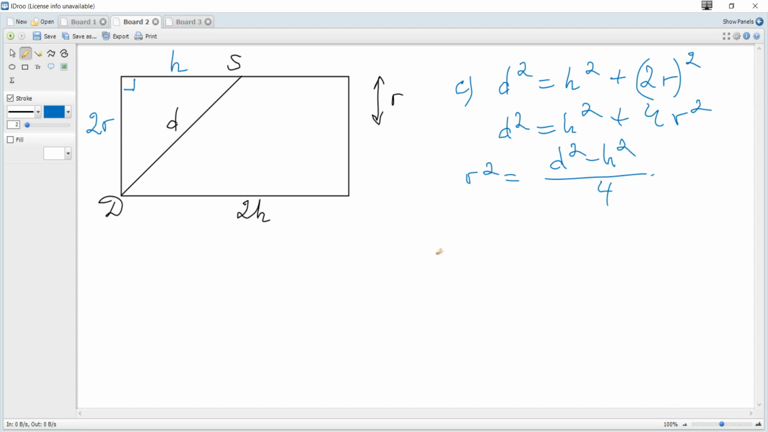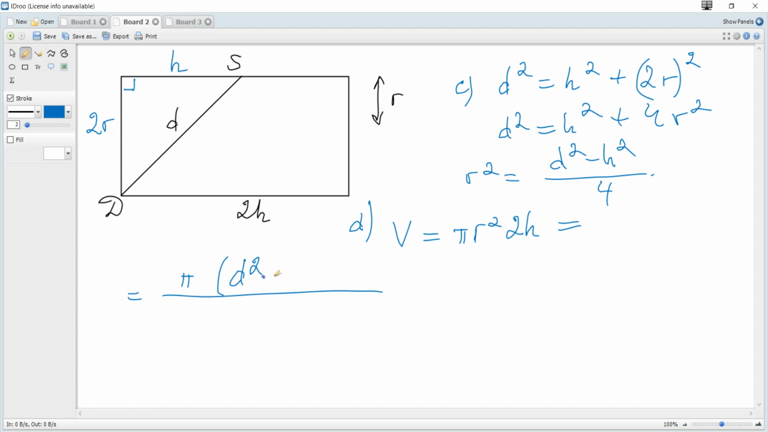Next, let the volume of this barrel be v meters cubed. Question D: show that v is pi over 2 multiplied by d squared h minus h cubed, 2 marks. So we need the volume of a cylinder, and the formula is given in the data booklet: pi radius squared multiplied by height. Radius is r here and height is 2h, and substituting for r squared, we get pi times d squared minus h squared divided by 4 and multiplied by 2h, which is pi over 2 times d squared h minus h cubed as required.